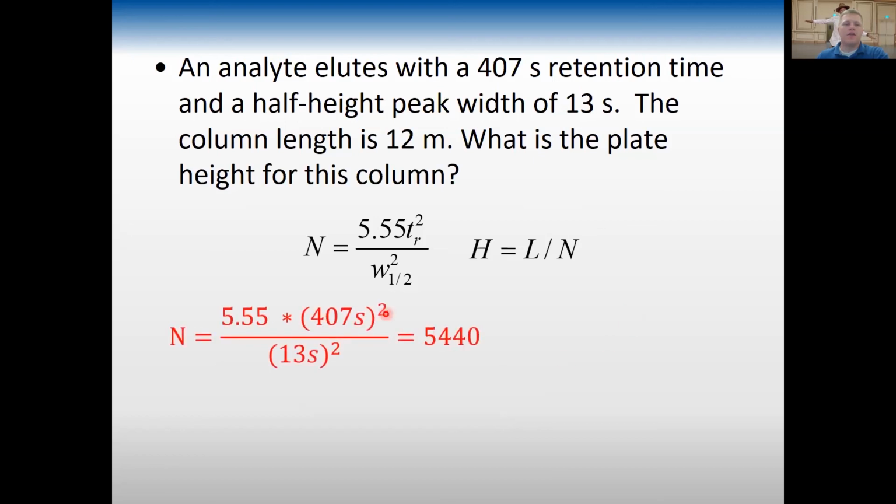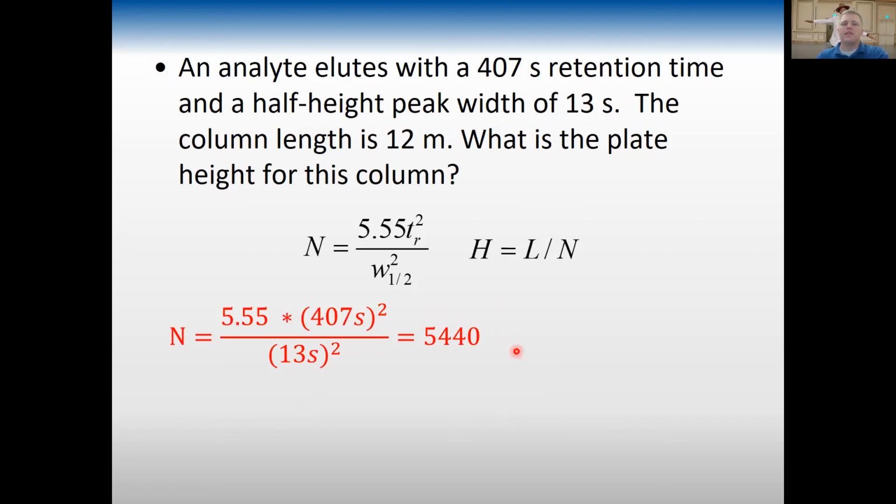Okay, so let's calculate our number of plates first. We take that 5.55, that's a constant, times 407 seconds. That's the retention time on the column. We're going to divide by that half-height peak width of 13 seconds squared. We plug all that into our calculator, and we will get 5,440 plates.